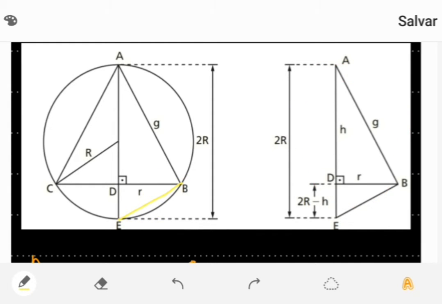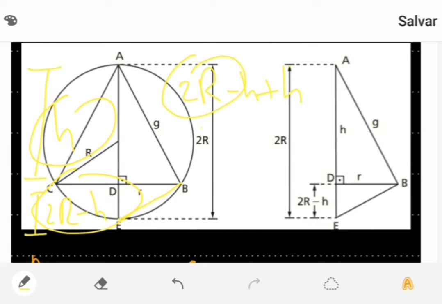Now let's talk about this side over here. This part over here is h, and all of it is 2r. So what do we have left over here? 2r minus h, right? So it's simple. This is h, so this is 2r minus h. Sum this with this, 2r minus h plus h, you'll have left 2r.